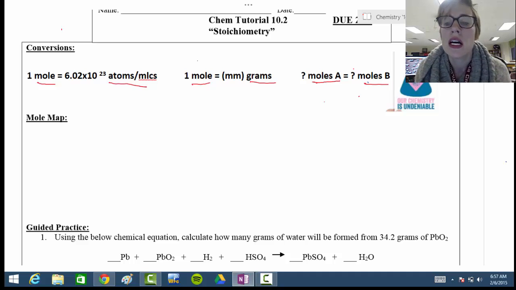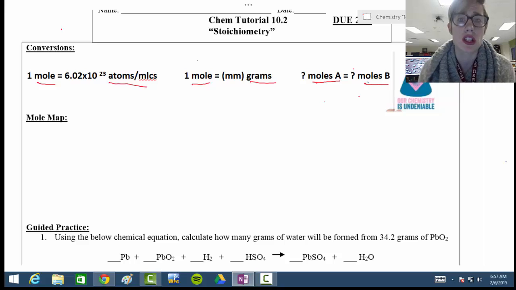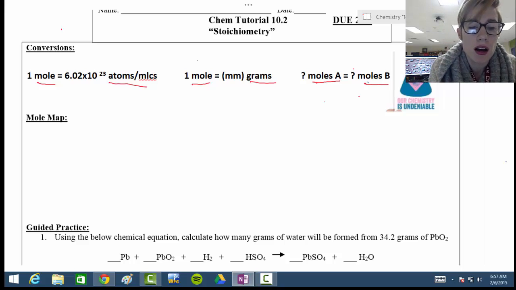That's what the A and B stand for. A stands for the substance that you're given. So if we were given water, then A would be water. And B stands for the substance that you're converting to. So if you were converting to hydrogen gas or oxygen gas, that would be your B. There's a typo here. It should say mole map. These are your steps.